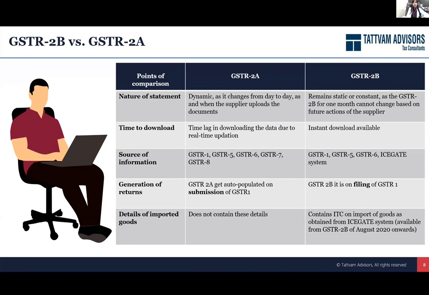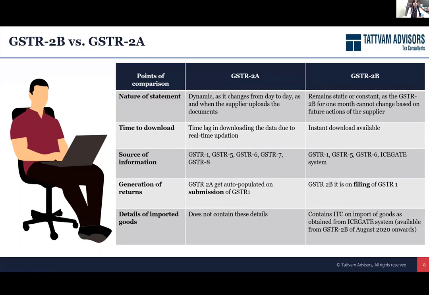The next point of difference follows from here. The timeline that happens while downloading GSTR 2A is because of the real-time updation that keeps on happening at the backend. So the portal takes time to update those details which have come. But in case of 2B, because there is a cutoff date, at the end of the day, when everyone has filed their return, the data will be posted and then there is no need for any updation required on that statement.